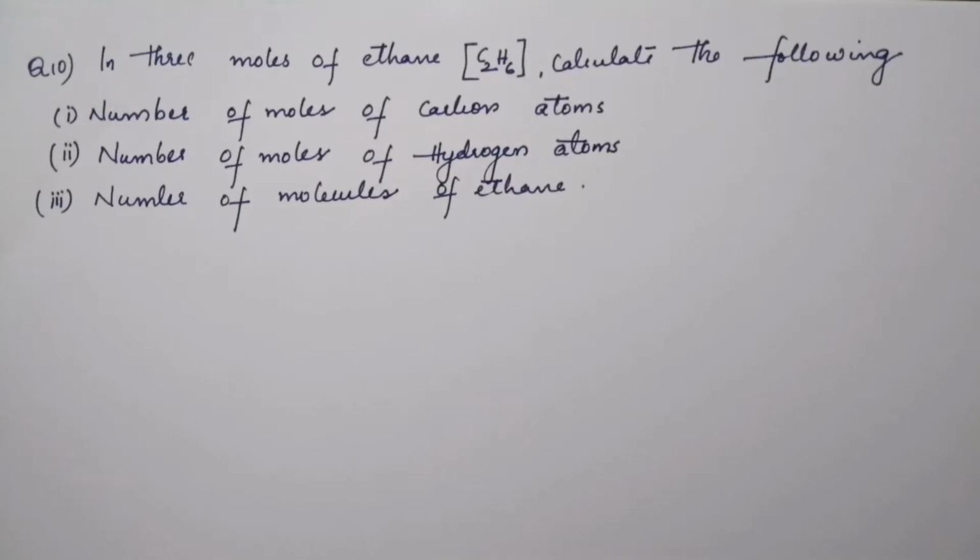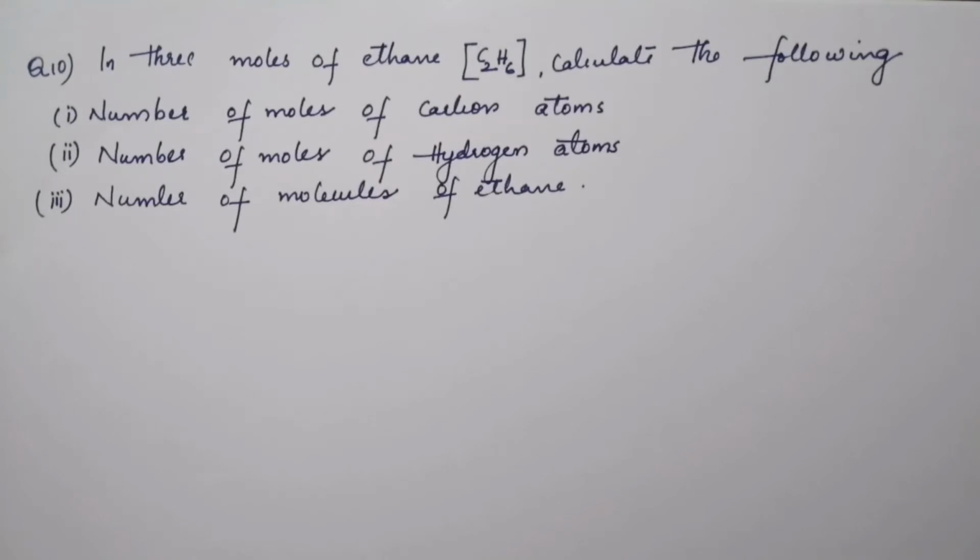In today's video, we are going to discuss the next few questions of the chapter, Some Basic Concepts of Chemistry. The first question is question number 10, and the question says, in 3 moles of ethane, that is C2H6, calculate the following. First one, number of moles of carbon atoms.